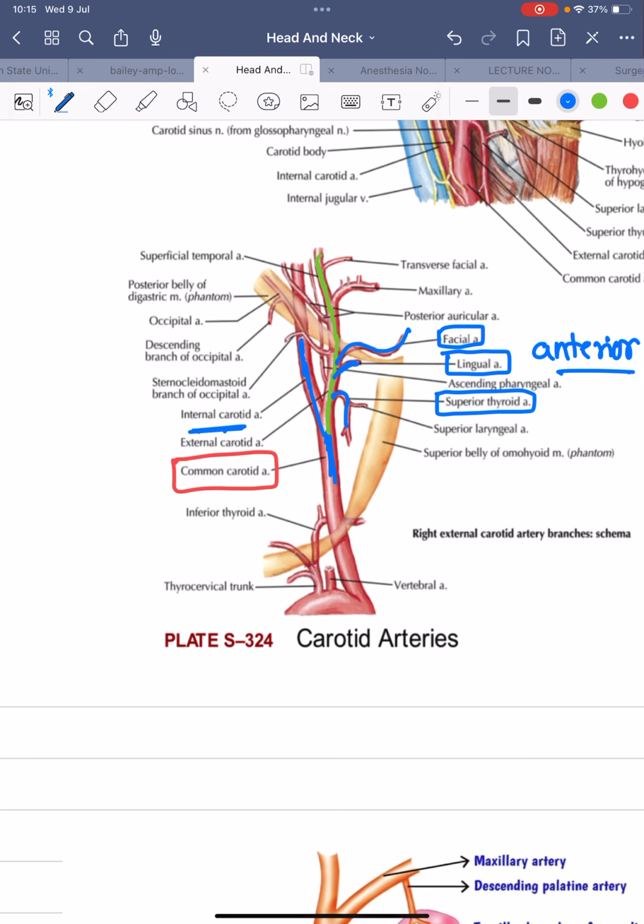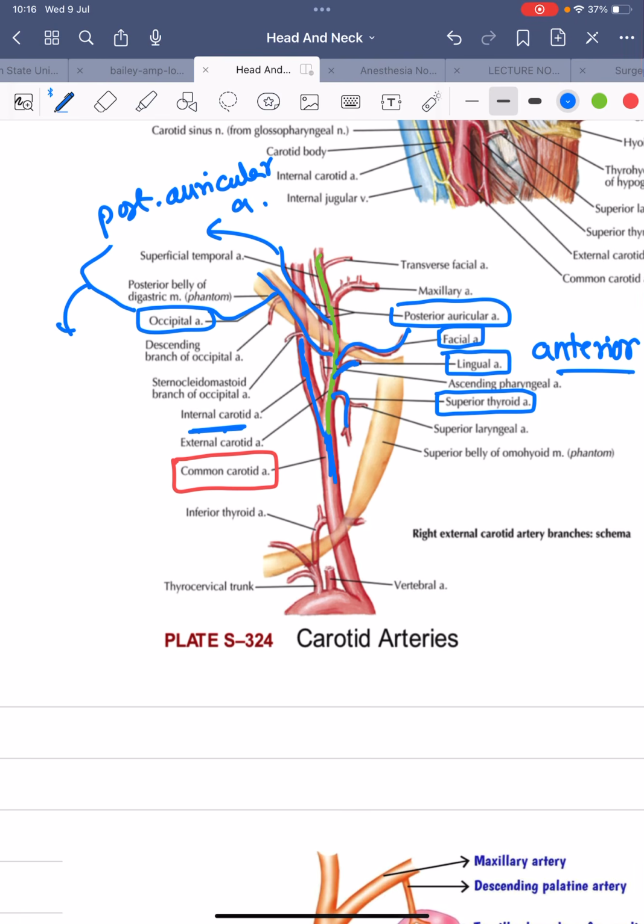This artery is our occipital artery. Then this artery is our posterior auricular artery. So these two arteries are coming out posteriorly. So two arteries posteriorly, three arteries anteriorly.